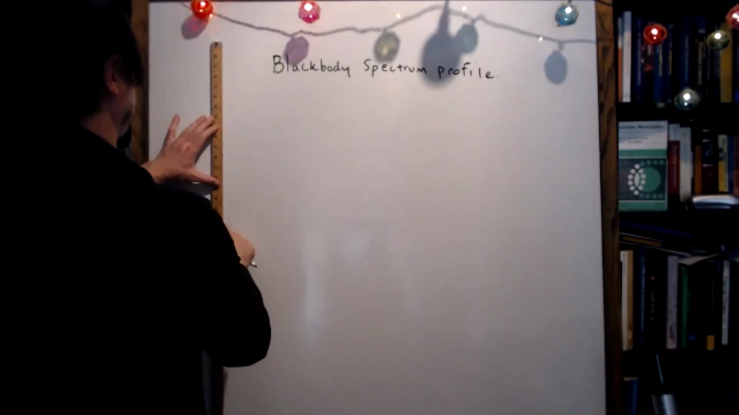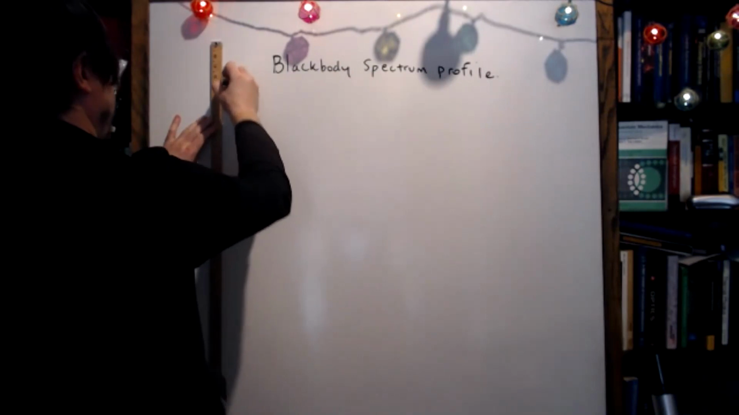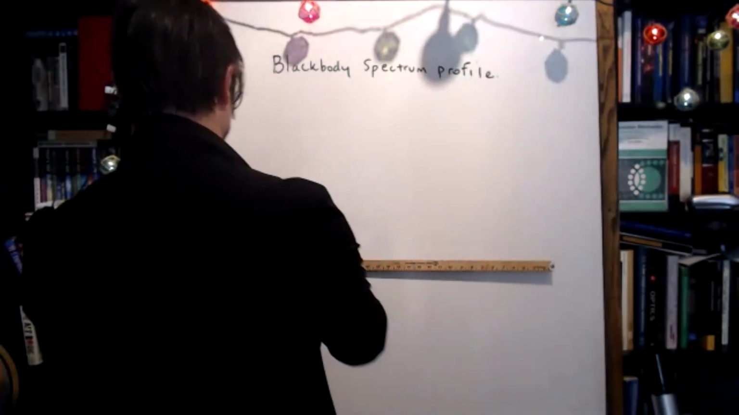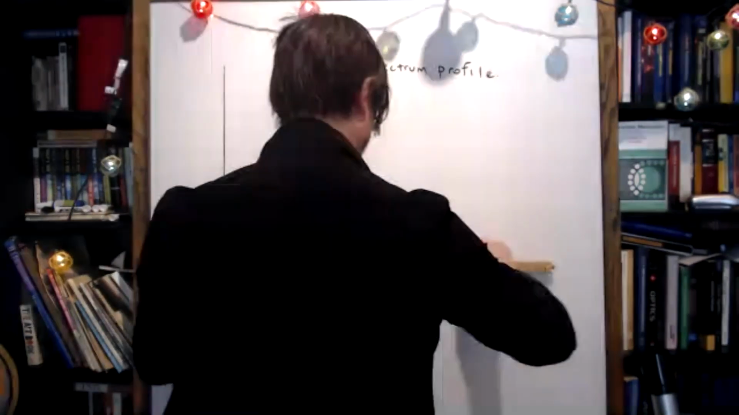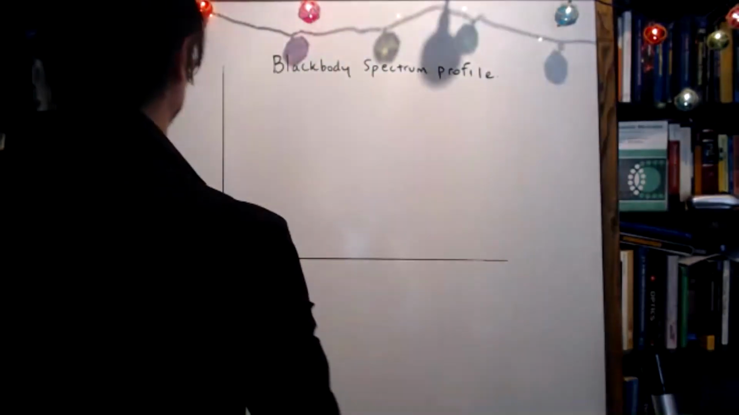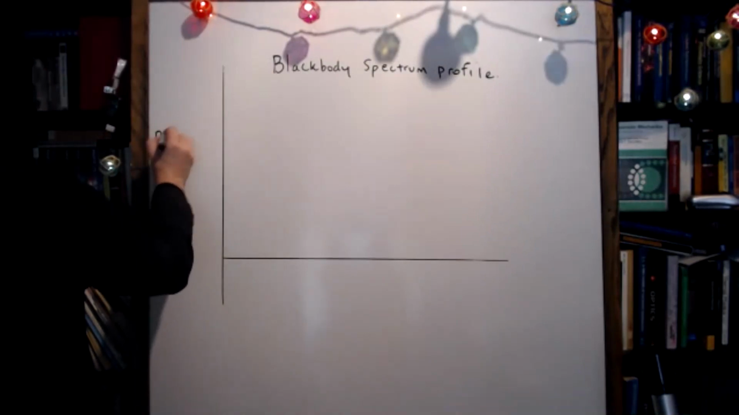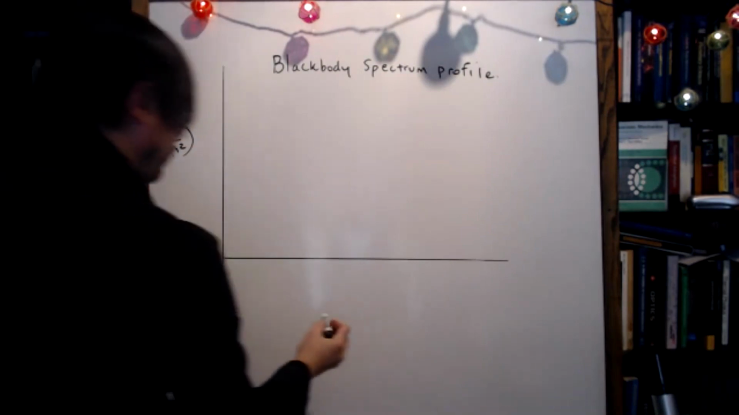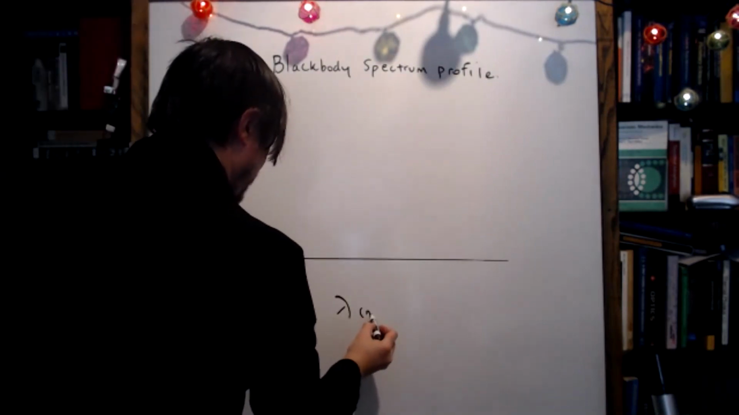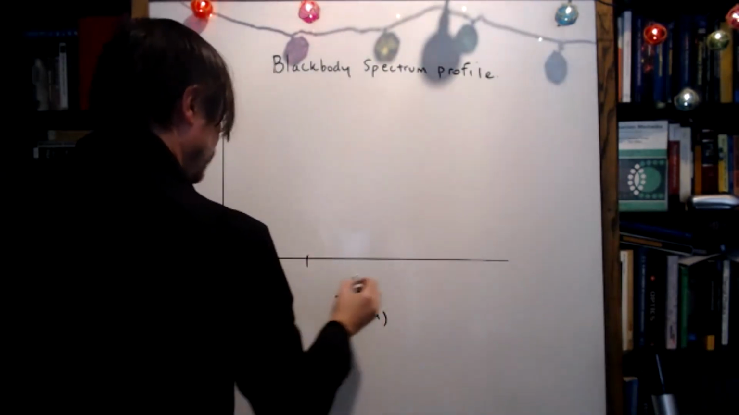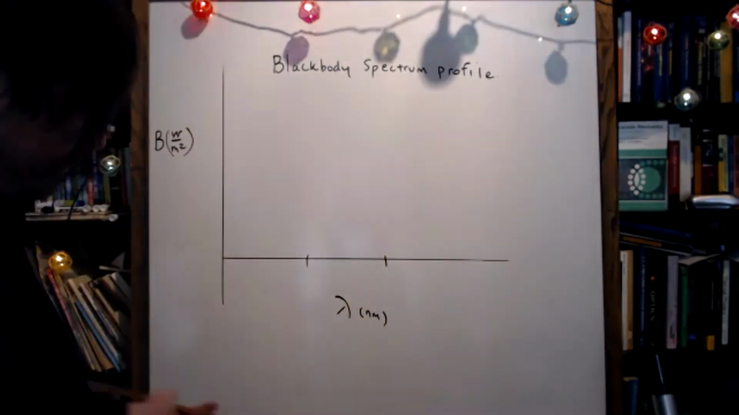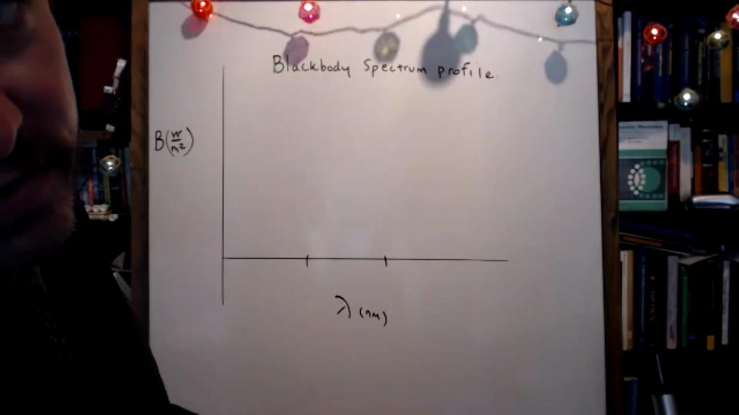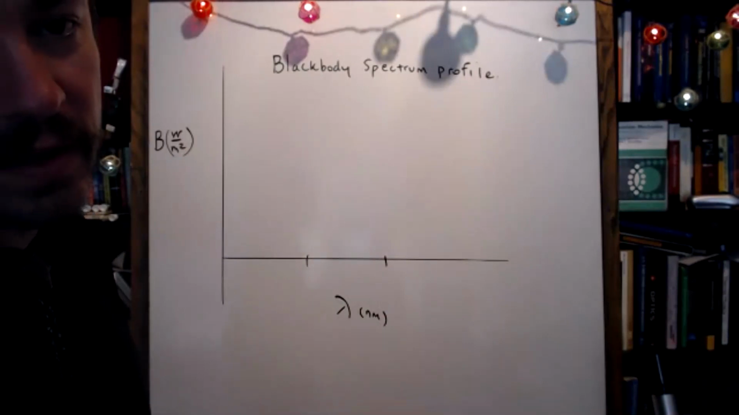Let's make one axis the brightness of light, and the other axis would be the wavelength of light. So this is the brightness in watts per square meter, and this is the wavelength in nanometers. Do you guys remember the range for the visible spectrum? What wavelengths in nanometers does the visible spectrum span?